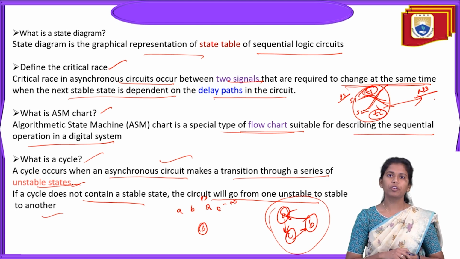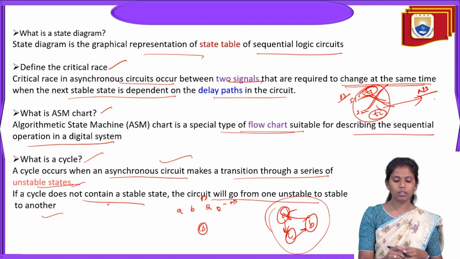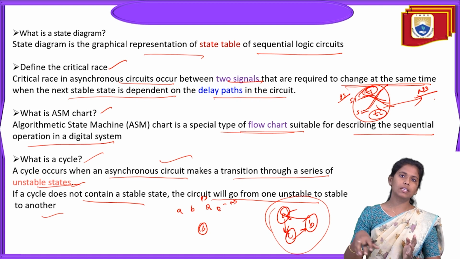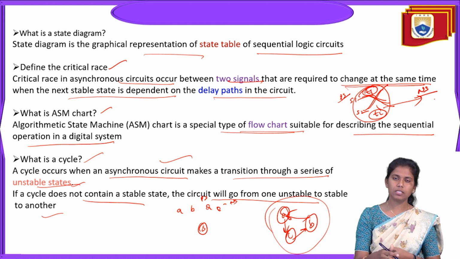So here, if there is no chance of any cycle occurring, the cycle does not contain a stable state. Obviously, the cycle is among the different unstable states, and the cycle process goes on. But if the cycle consists of any stable state, then the circuit is changing, or else we will see some change.